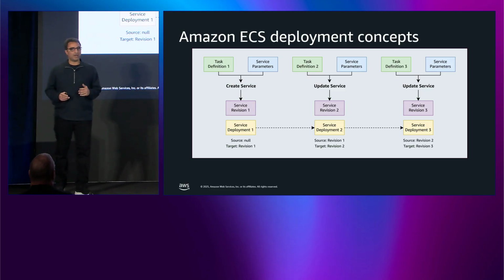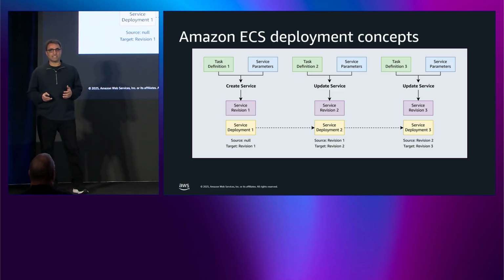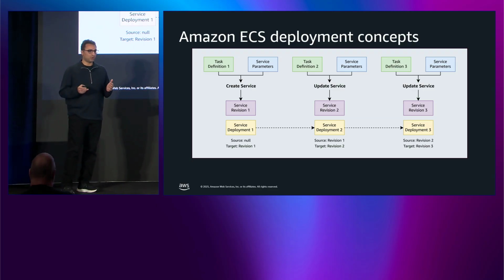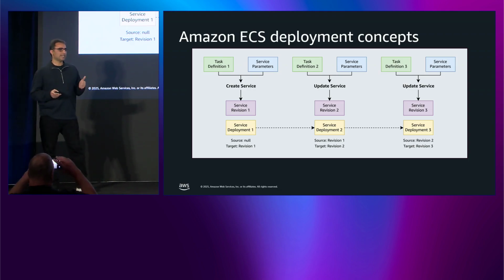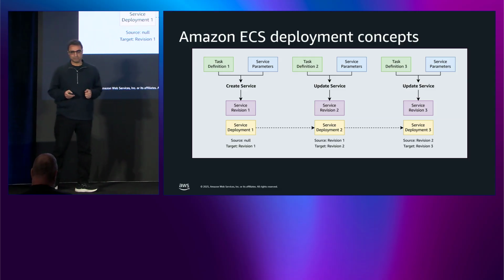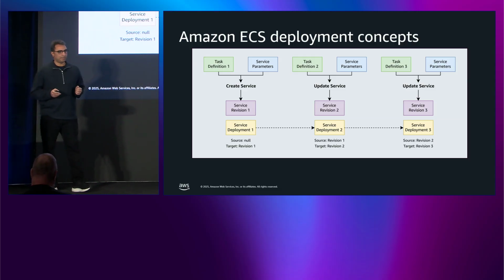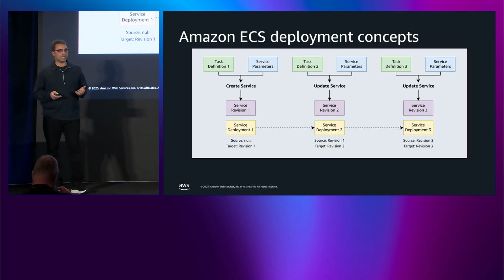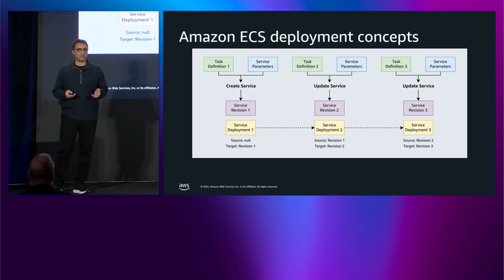ECS services are defined through a combination of a task definition and service configurations. The task definition captures details about the container image that you want to run as part of your service, things like container image URL, networking configurations, environment variables. When you create a service for the first time, the task definition along with service configurations are combined to create service revision 1. If you want to deploy a new version, you create a new task definition, and again it is combined with the service configuration, and this becomes your service revision 2.